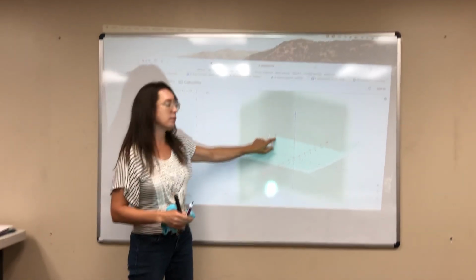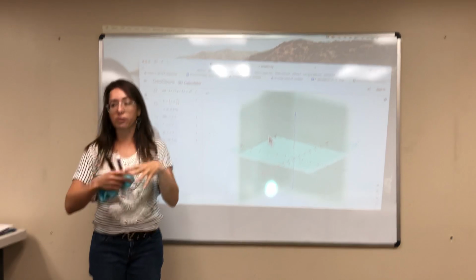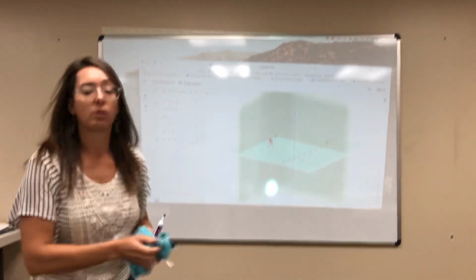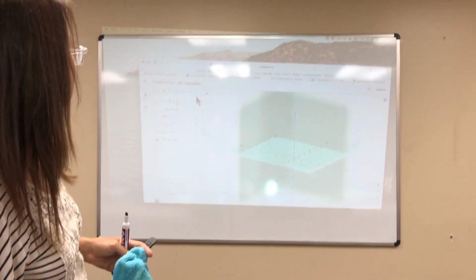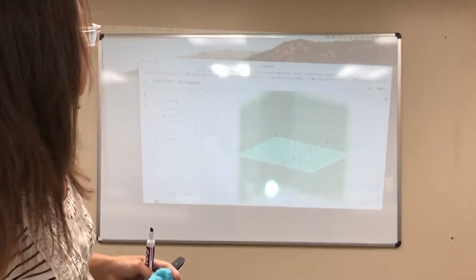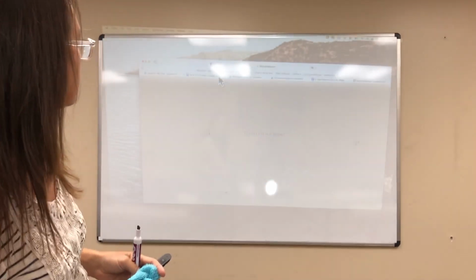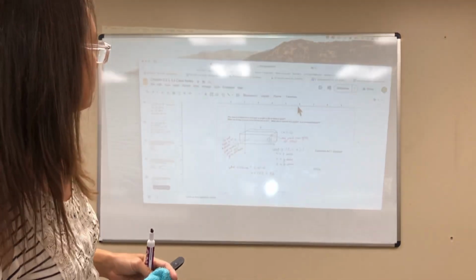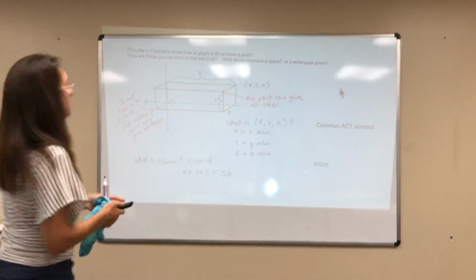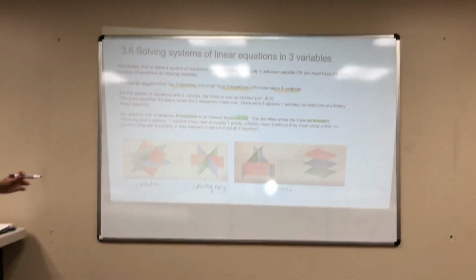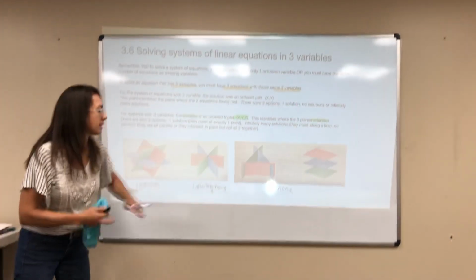We are going to be looking for where's the point where all three of them collide. And that would be the solution. And that would be our solution. Right? So as we solve, here's a couple of examples down here.